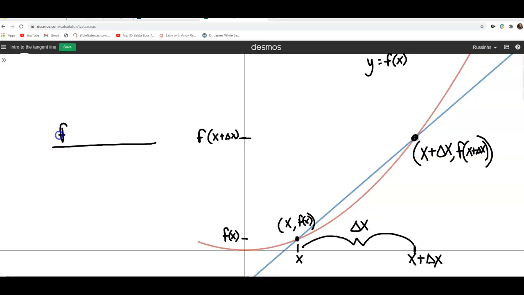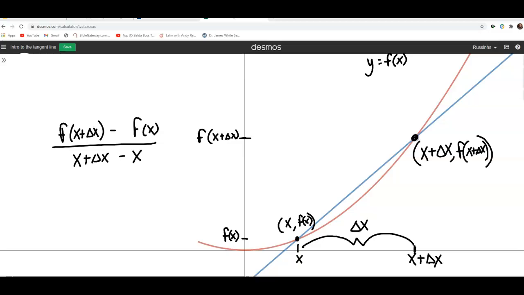Well, that would be f of x plus delta x is my y2. And what's my y1? That would be f of x. So there's that. Now let's do the bottom. What's x2? x2 is x plus delta x, right? And what's x1? It's x. So there's my formula.